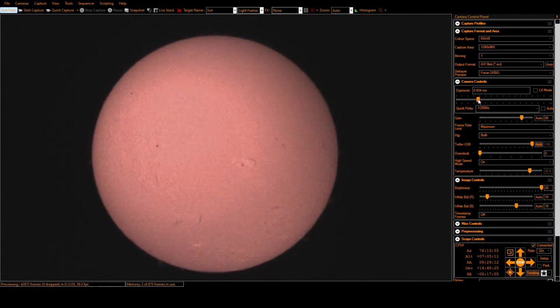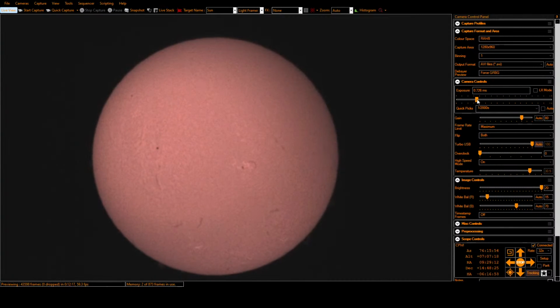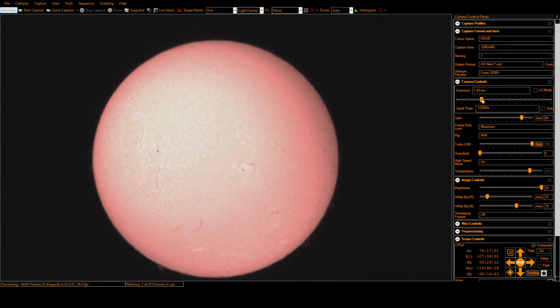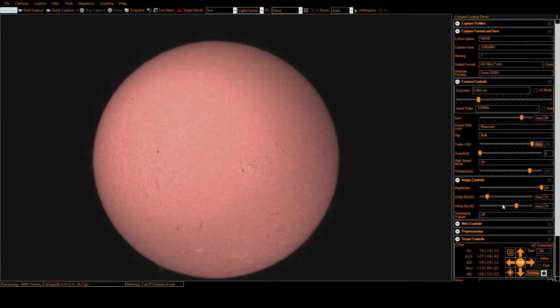The only thing I'm adjusting is the exposure time, and that allows me to distinguish or differentiate between the surface of the sun and the edge of the sun. But today this is where the activity is, that's where the beauty is.